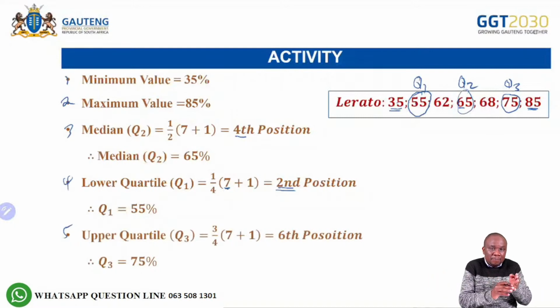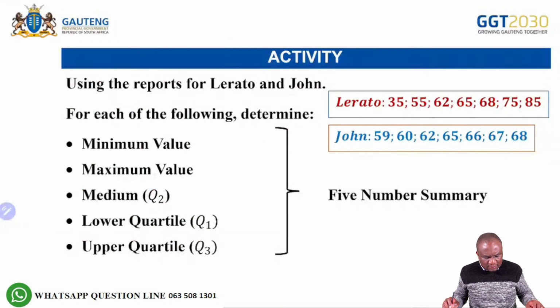We'll say minimum. From minimum, you go to lower quartile. From lower quartile, you go to median. From median, you go to upper quartile. And then from upper quartile, you go to the maximum. Okay? Let's do John's 5 number summary. I'm going to give you 5 minutes for John.